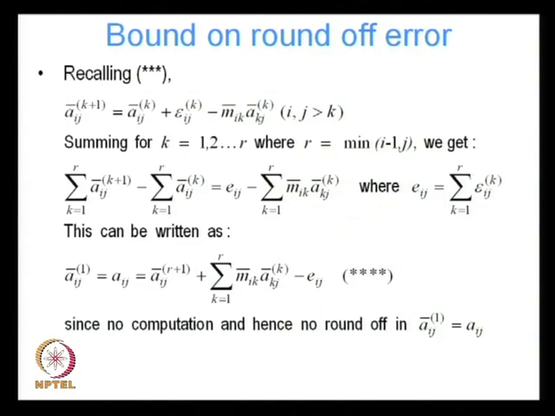So, we can get an expression like a_ij is equal to ā_ij^(r+1), changing the sides, bringing this to the left hand side. So, we get a_ij equals ā_ij^(r+1) plus the sum over k equal to 1 to r of m̄_ik ā_kj^(k) minus e_ij.